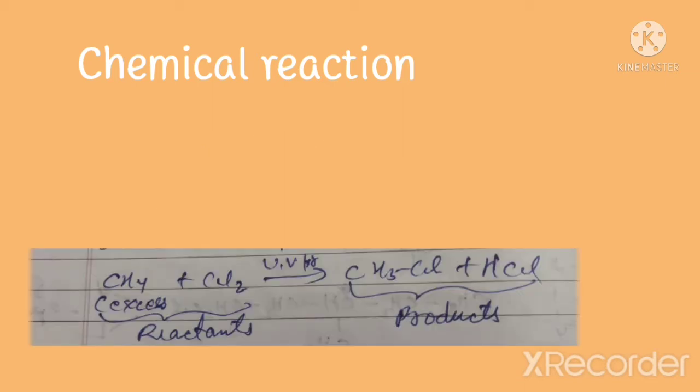For example, CH4 plus Cl2. Here these two substances react in the presence of UV to produce CH3Cl and HCl. Here CH4 and Cl2 are reactants and CH3Cl and HCl are the products. Now what are reactants and what are products is clear. Let us move to next.